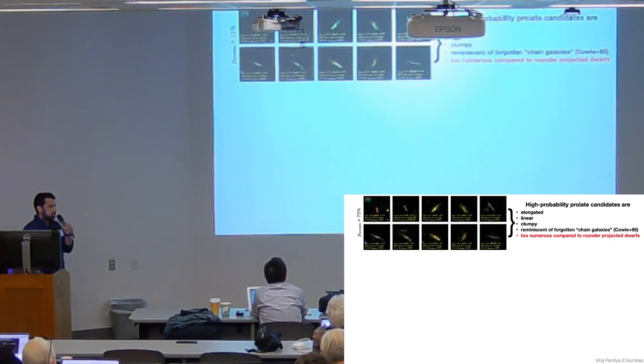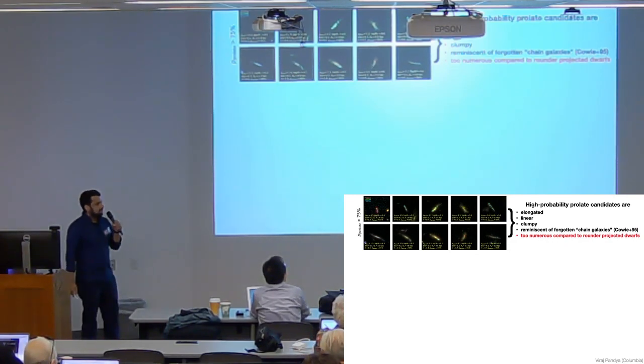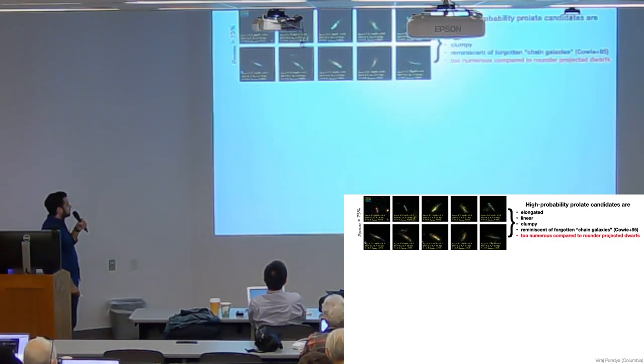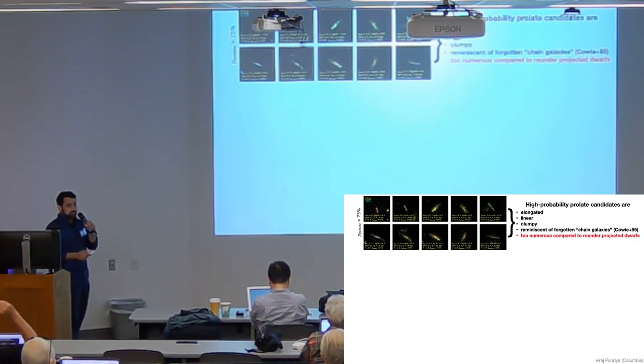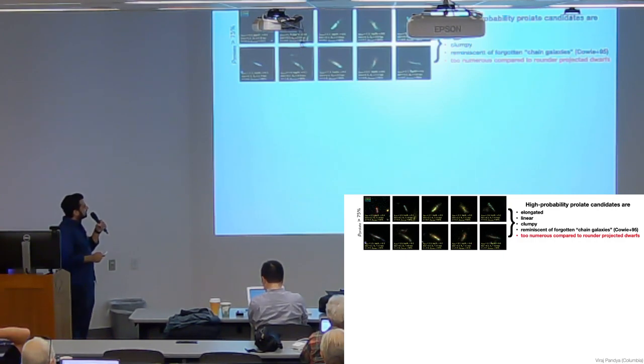So everyone always asks me, what do these things actually look like? So we've gone in and we've created postage stamps of some of the highest probability candidates for being prolate in 3D. And you can see here some of these objects. They are consistently elongated. They're linear. They're clumpy. In some cases, like in the top right example here, they actually remind me of this long-forgotten class of chain galaxies from the 90s that we don't talk about anymore for some reason.